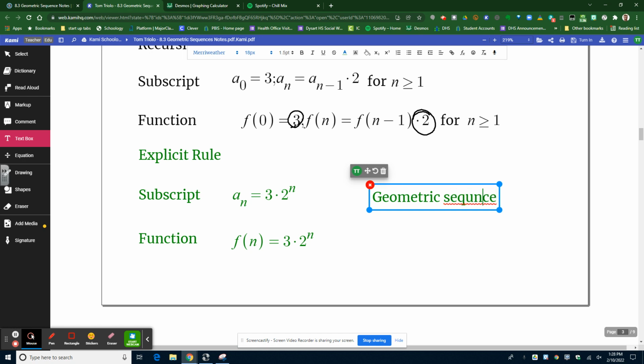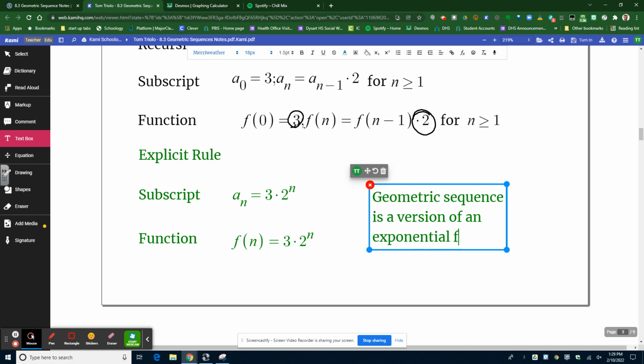A sequence is a version of an exponential function. All the stuff that you know about exponential functions still holds true. And we're going to use some of the things that we used when we did exponential functions prior.